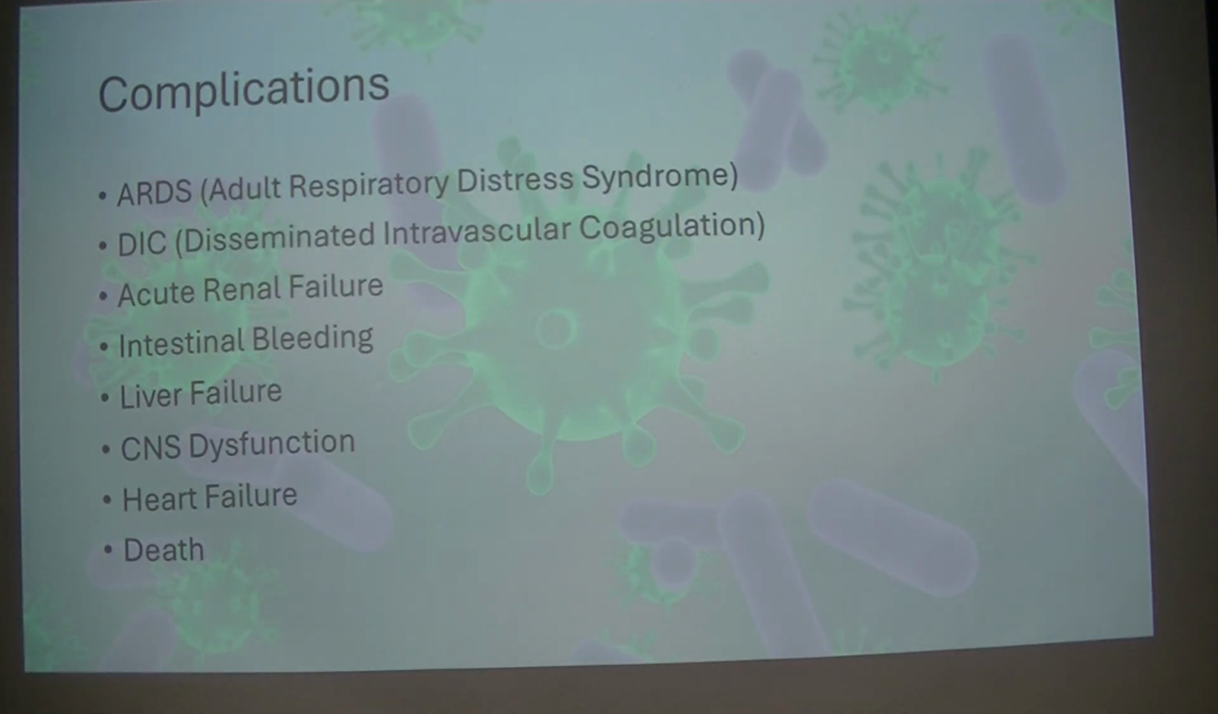So what are some complications that you could go through with sepsis? ARDS, adult respiratory distress syndrome, DIC, which is disseminated intravascular coagulation, acute renal failure, intestinal bleeding, liver failure, central nervous system dysfunction, heart failure, and then death.